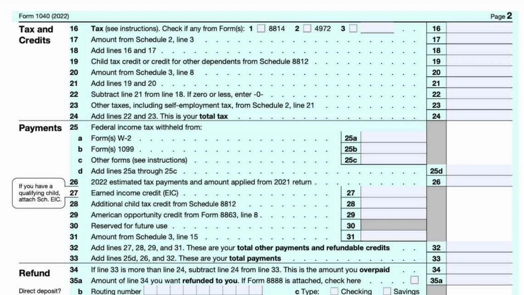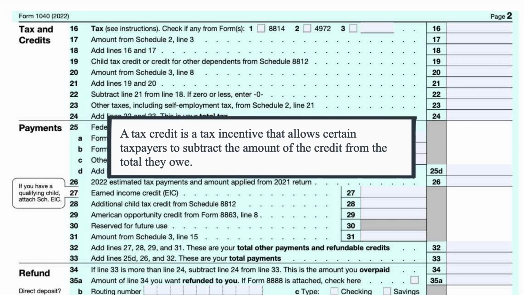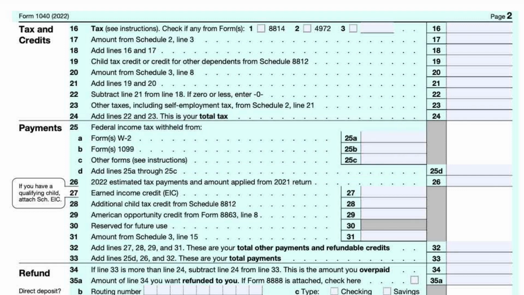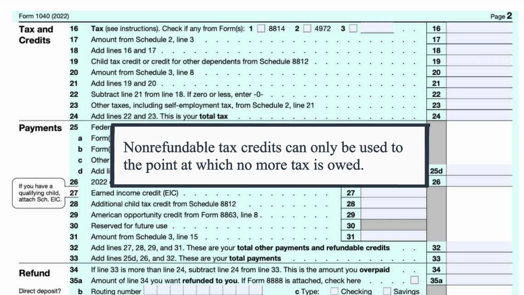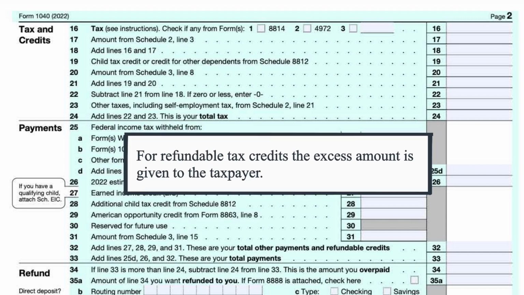A tax credit is a tax incentive that allows taxpayers to subtract the amount of the credit from the total they owe. Most tax credits are non-refundable tax credits, meaning that they can only be used to the point at which no more taxes are owed. However, some tax credits are refundable tax credits. If the credit exceeds the amount of taxes owed, the excess is given to the taxpayer.